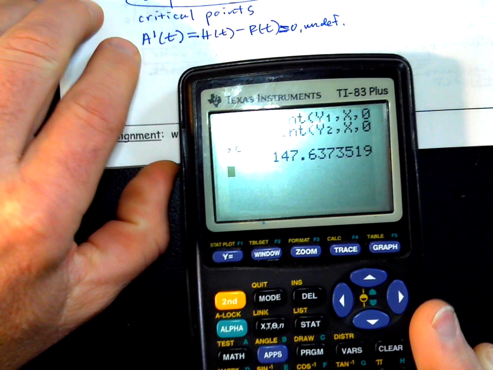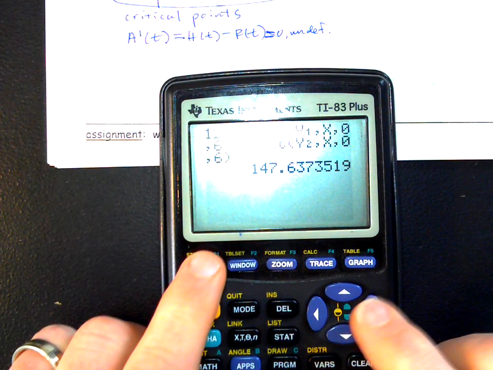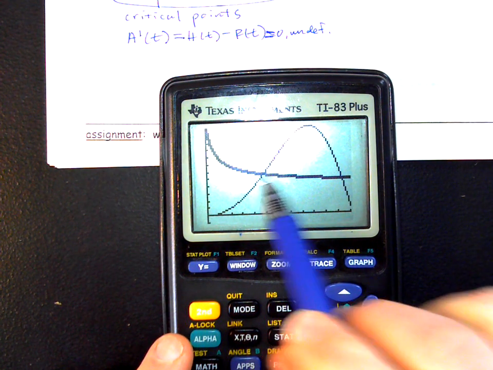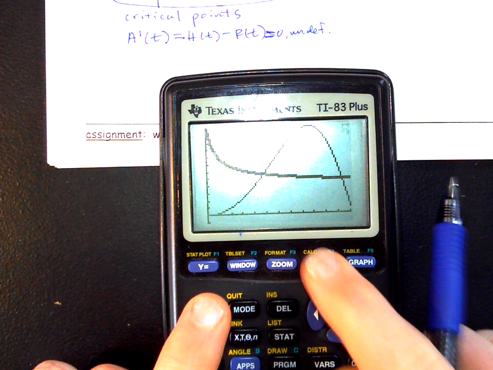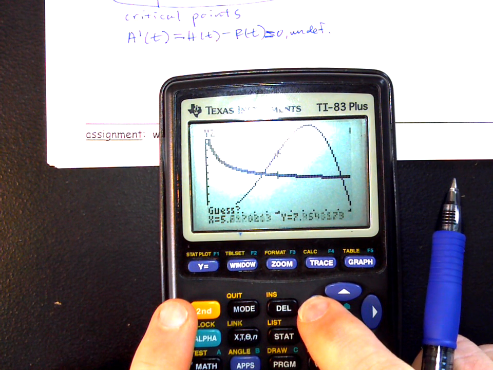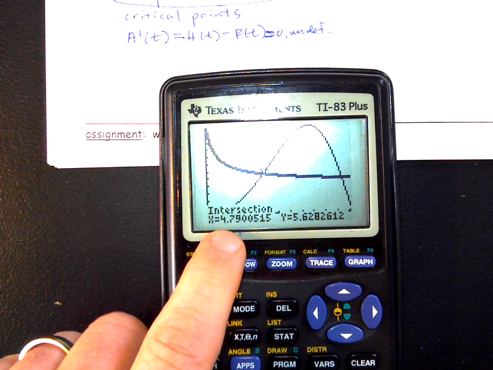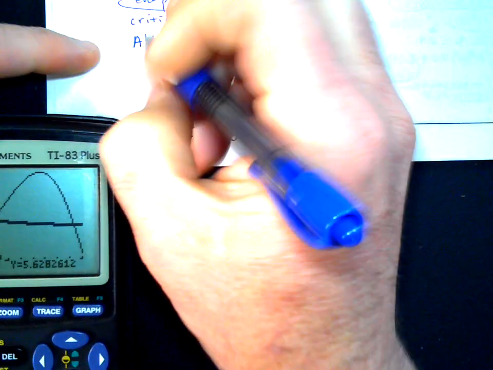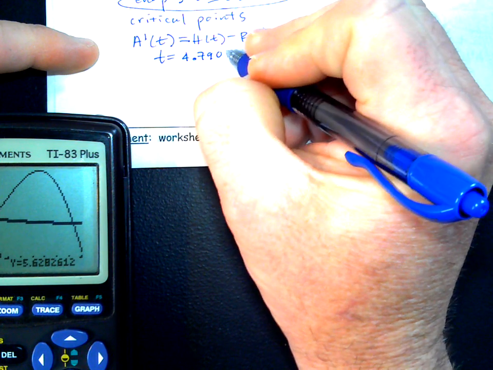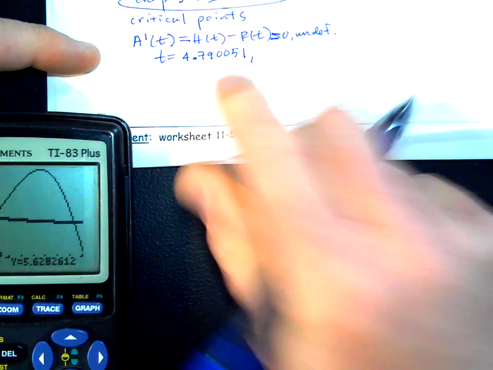Now, the way I'm going to figure this out is you could go to your graph. If you did bother to graph it, it's going to be the intersections of those curves. So you could go to the graph and say, all right, well, you see two of them. I mean, you can do second calculate, intersect, first curve, second curve, guess. And so it's just the time value that we want, just the x value. So that would be t equals 4.790051. I'm carrying extra decimal places because we're going to use this in a future calculation.